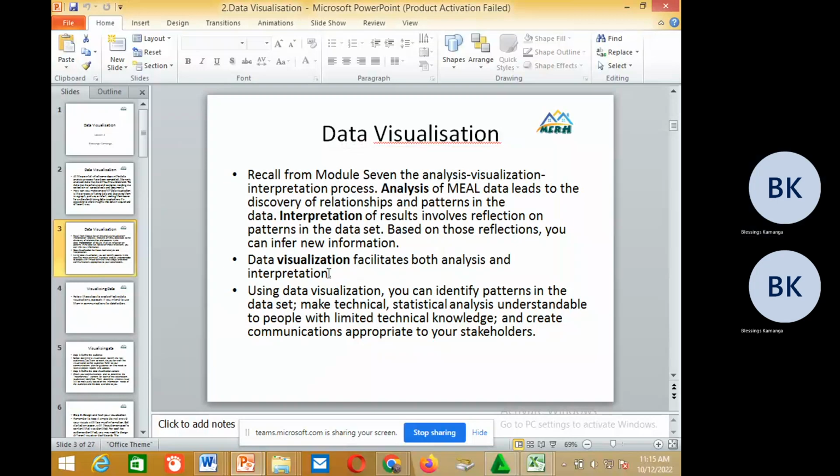So data visualization facilitates both analysis and interpretation. Which means analysis is the middle point, what actually brings together the three aspects of data processing. So when you're using data visualization, you can identify patterns in the data set. You can make technical statistical analysis understandable to people without technical knowledge.